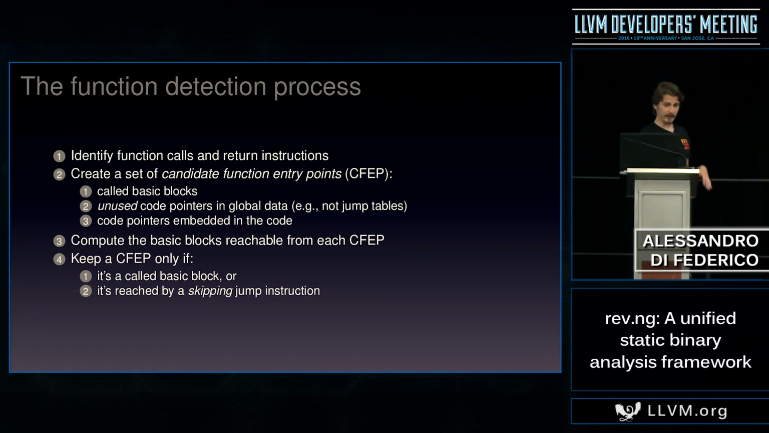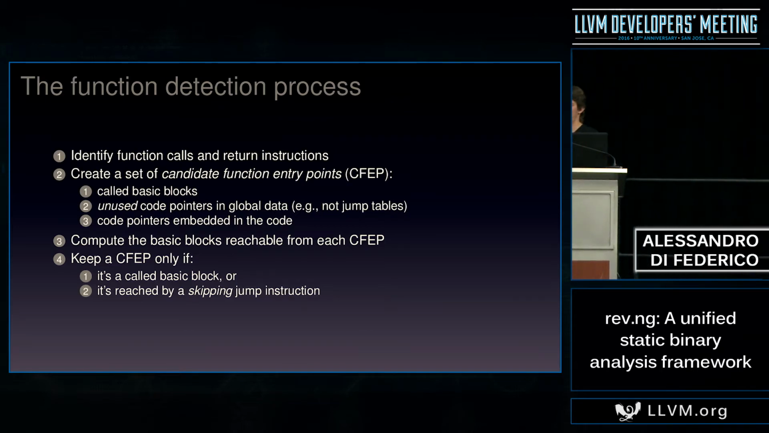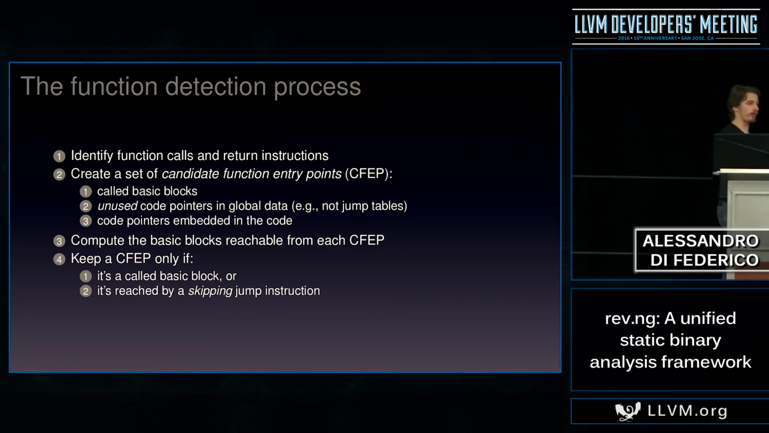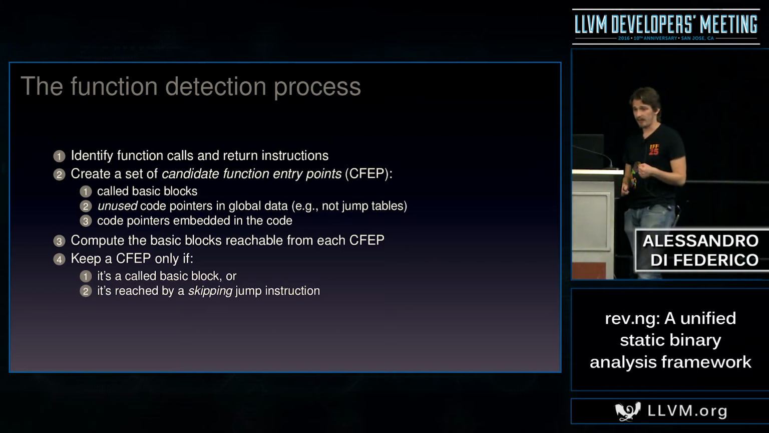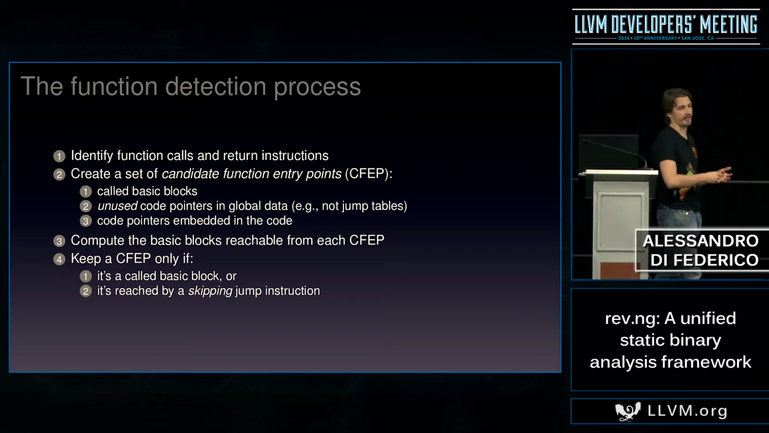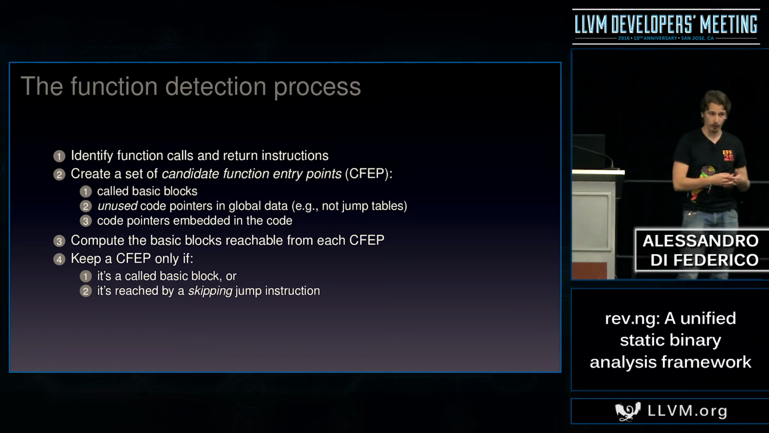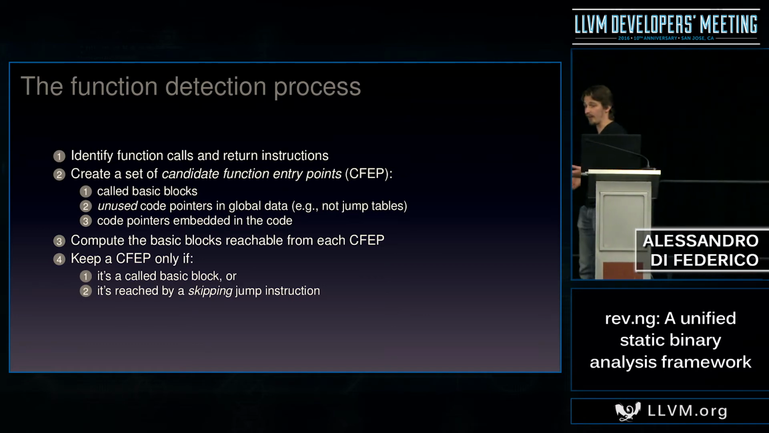Then we start to create a first set of what we call the candidate function entry points. So we try to identify all the basic blocks that in a certain way look to us like possible function entry points. And this initial set contains, obviously, all the basic blocks that are the target of a function call, because this is a very strong hint that it's going to be a function.